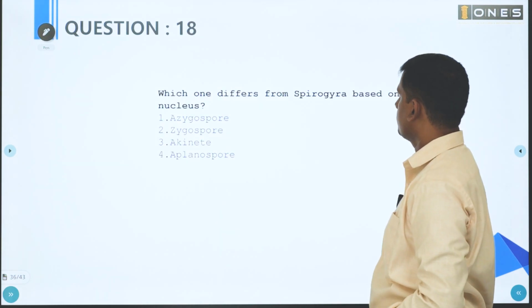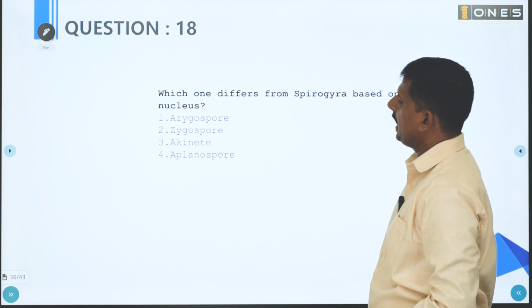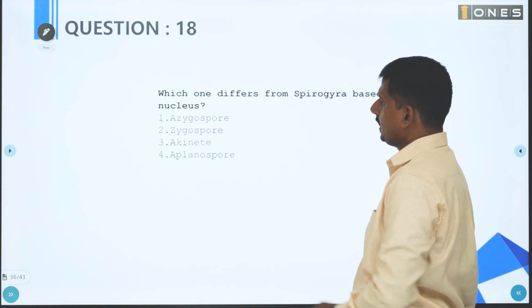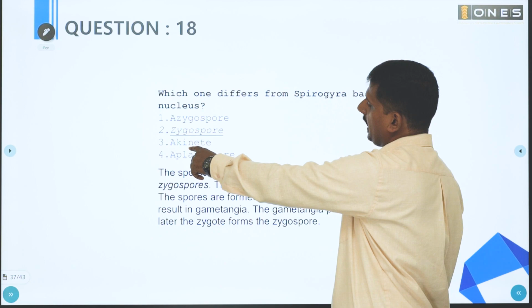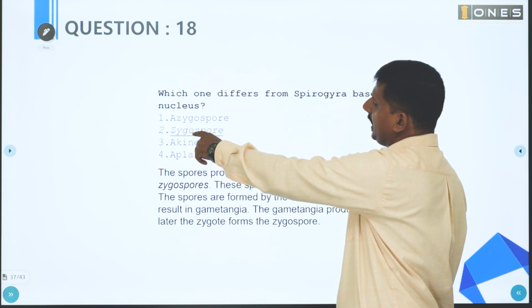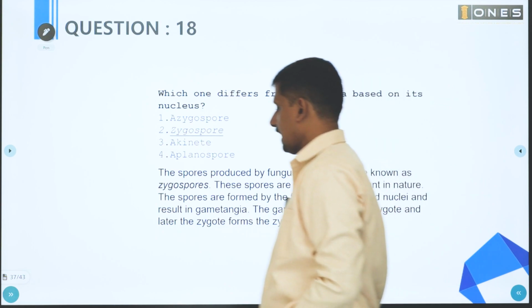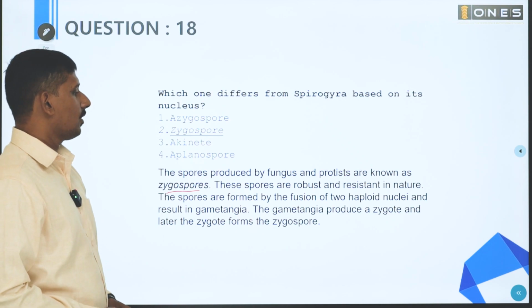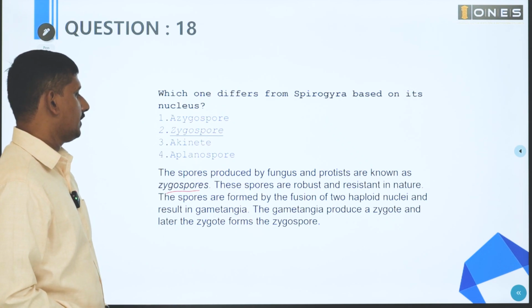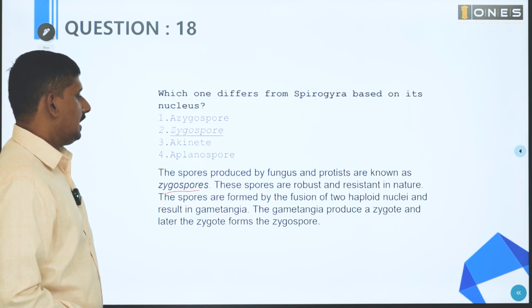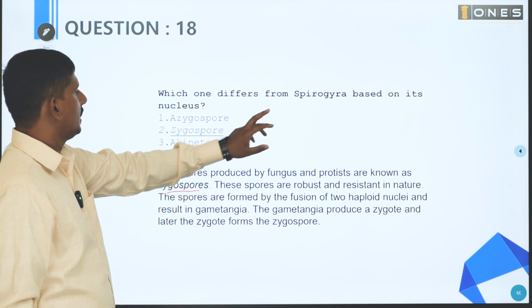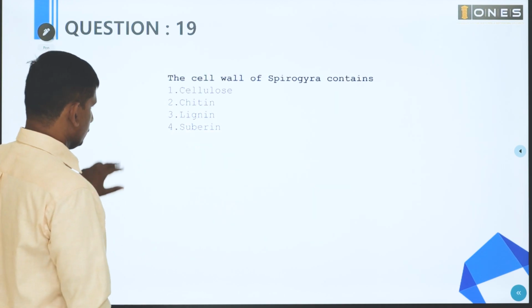Which one differs from Spirogyra based on its nuclei? Options are Azygospore, Zygospore, Akinete, Aplanospore. So there are four options: Azygospore, Zygospore, Akinete and Aplanospore. So the right answer is Zygospore. The spores produced by fungus and protists are known as zygospores. These spores are robust and resistant in nature. They are formed by the fusion of two haploid nuclei from gametangia. The gametangia produce a zygote and later the zygote forms the zygospore. So the right answer is Zygospore.